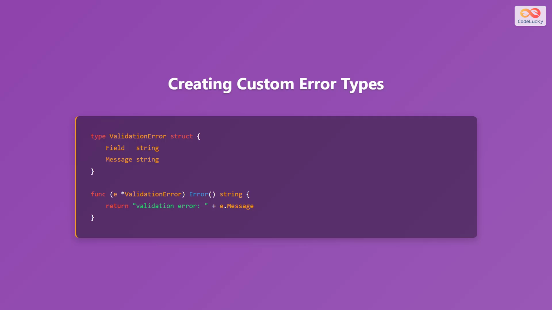Let's define a custom error type called ValidationError. It is a struct with two fields, Field of type string and Message also of type string. Now, let's implement the Error method for the ValidationError type. The Error method returns a string that includes the message "validation error" followed by the specific error message stored in the Message field of the ValidationError struct.